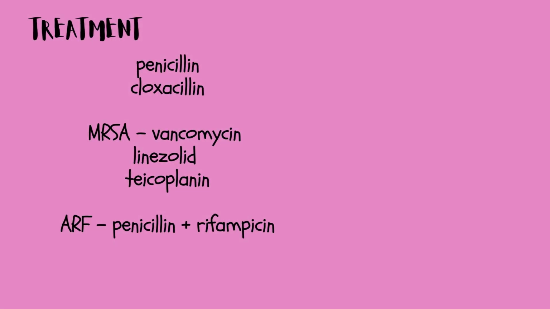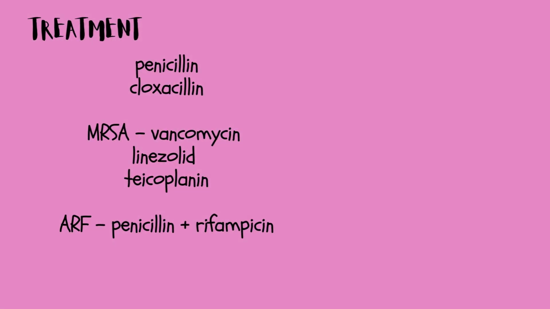The treatment for both Staphylococcus and Streptococcus is mainly penicillin. For Staphylococcus, if it is sensitive, you have to use cloxacillin and go for penicillin. But if it is MRSA, methicillin resistant Staphylococcus aureus, you cannot give penicillin. They usually respond to vancomycin or linezolid, or you give teicoplanin.